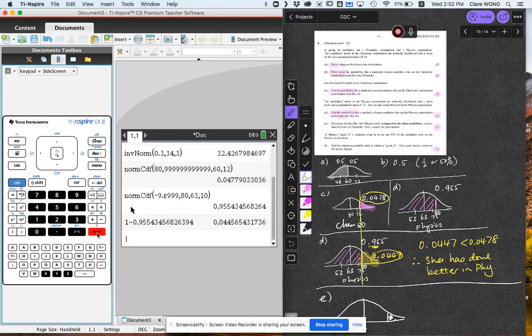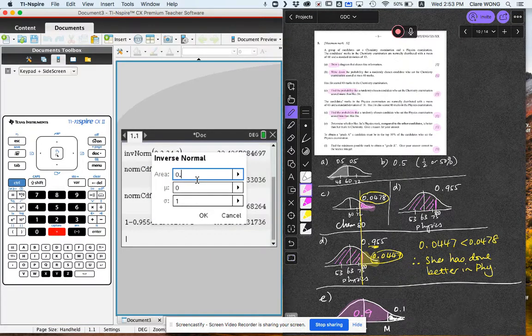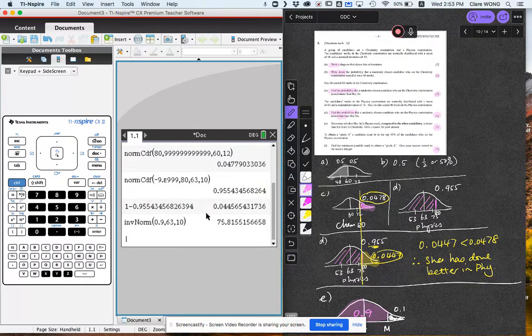If you are in the top 10% range, then you would get an A grade. And so what mark is this for it to be possible? It's definitely using inverse normal distribution, so you need to find out the inverse of this area. 0.9, 63, and 10. And then, okay. The mark is 75.8155. So round it to the nearest integer, you will get 76.